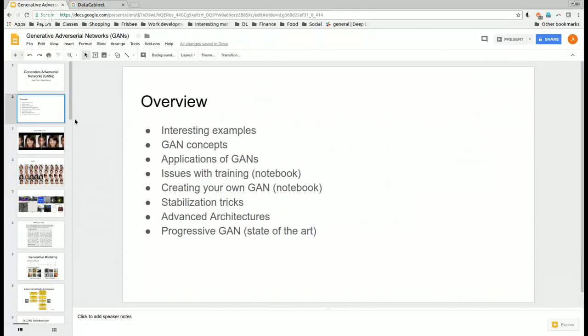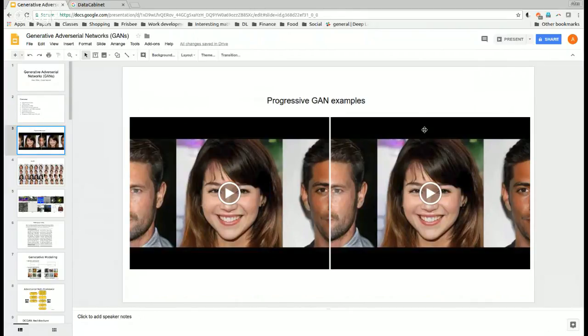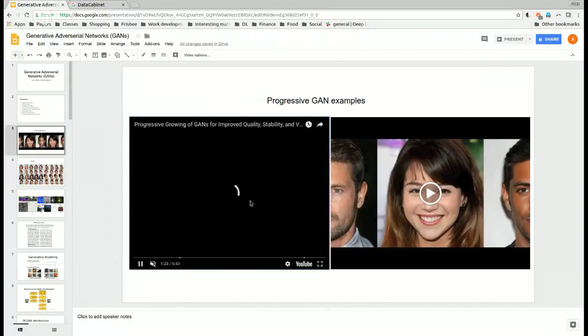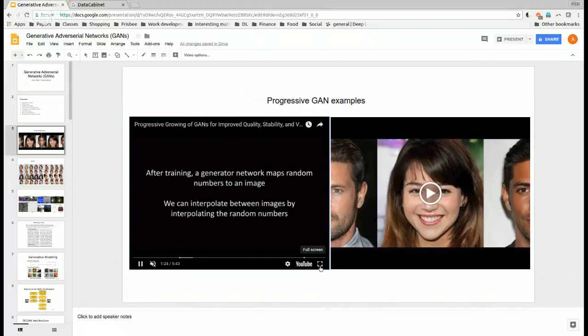And finally, we'll finish with talking about the architecture of the progressive GAN, which is the most state-of-the-art one. And speaking of which, we're going to actually show some of the results. So the progressive GAN authors made a video of what they could accomplish. So I'm just going to show this video, and hopefully it'll play pretty well.